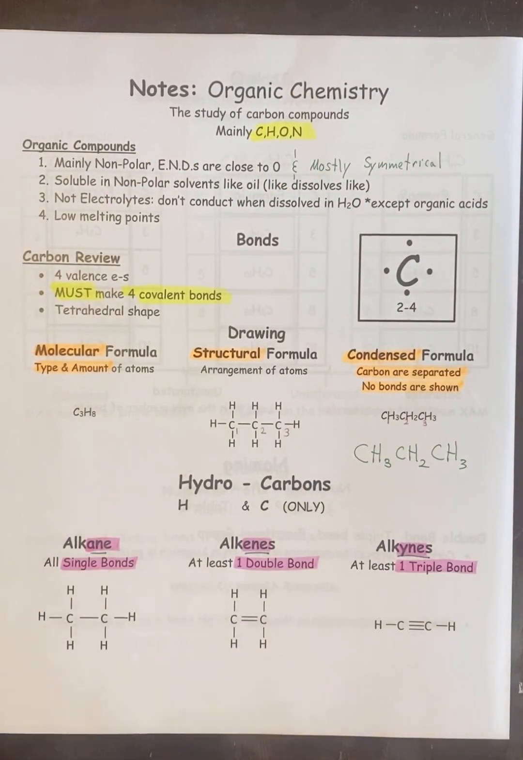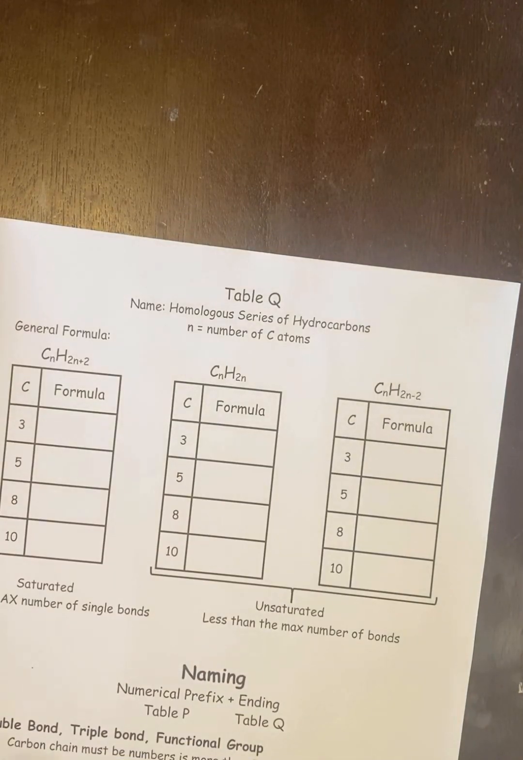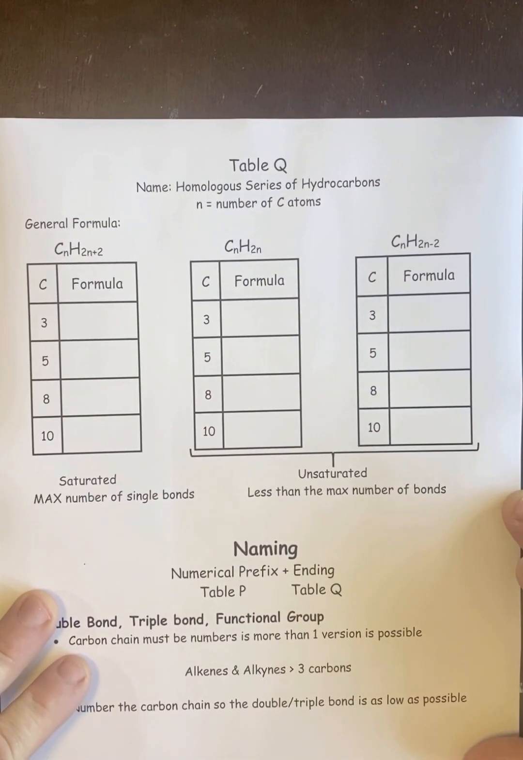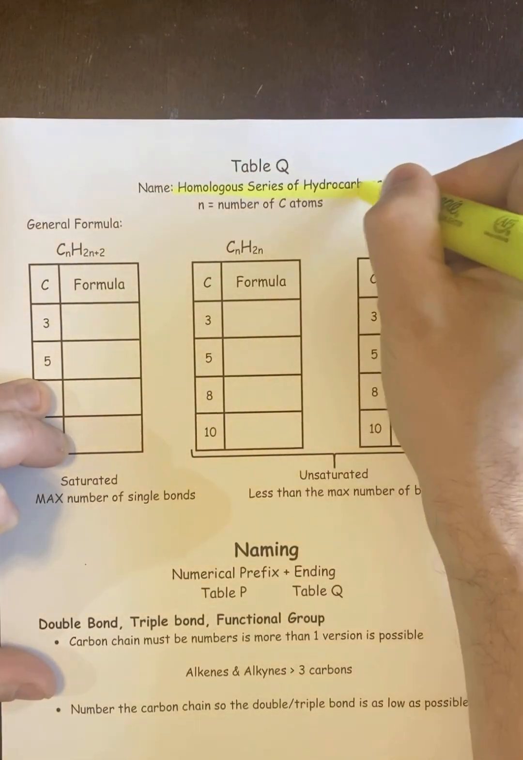All right, next we're going to talk about the general formulas and how to use them. So the name for table Q in your reference table is called the homologous series of hydrocarbons. So you're going to highlight that.